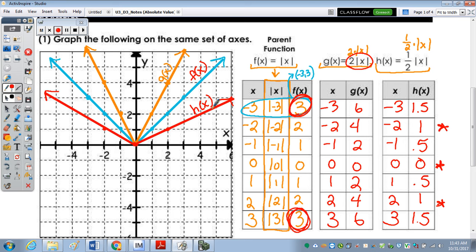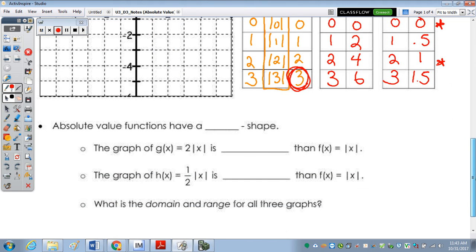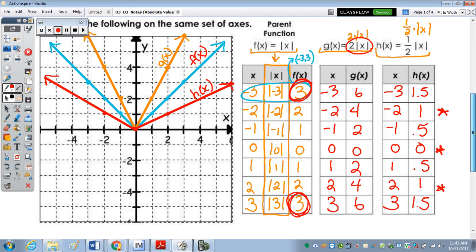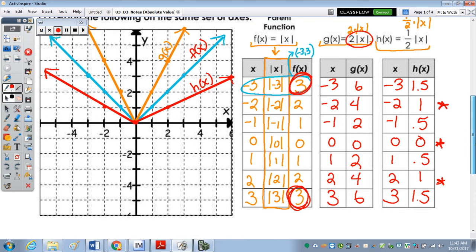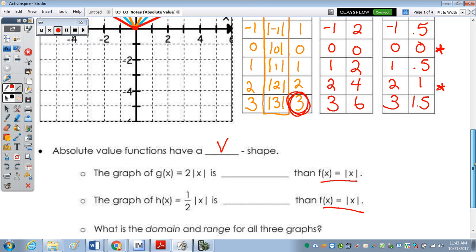Now the last four bullets at the bottom deal with the graph. So absolute value functions, as we saw from above, they have a V-shape. So let's put in V-shape. The graph of g(x) and h(x), so we have to compare that with the f(x). So let's look at the 2x versus 1/2x.